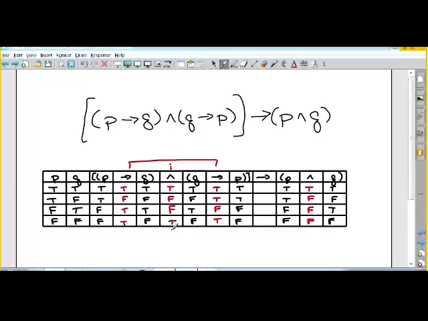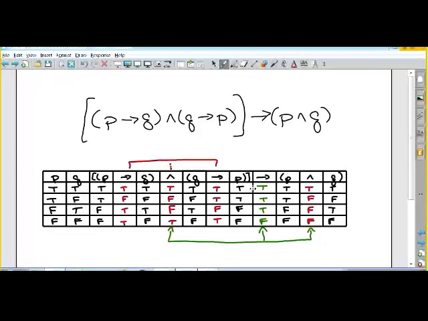And then finally, I compare this column, which was the last one I filled out on the left-hand side, and this column, which was the last one I filled out on the right-hand side. And then I apply the conditional rules. So I see that I have true, true, false, false, false, false, true, false. So this one is false. All the others are true. And because I didn't end up with all trues, it is not a tautology. Therefore, the argument is invalid.